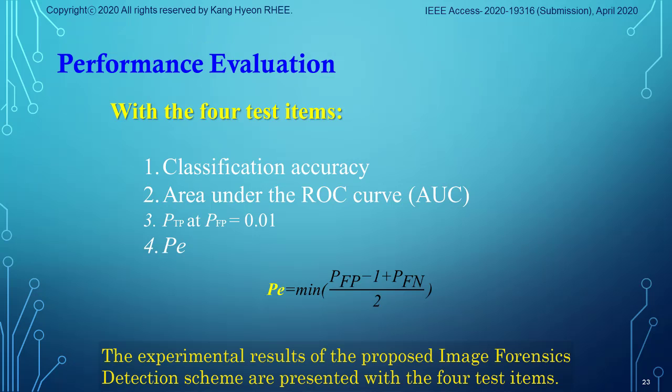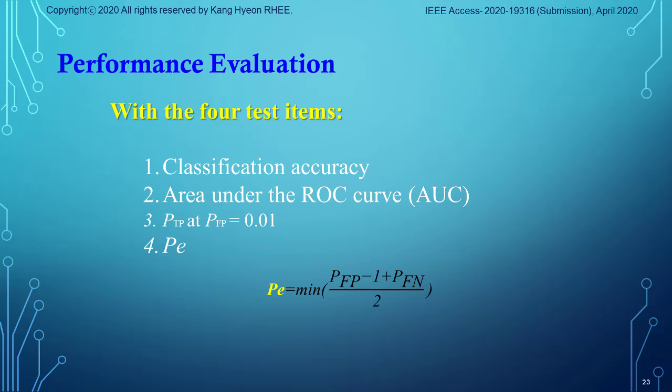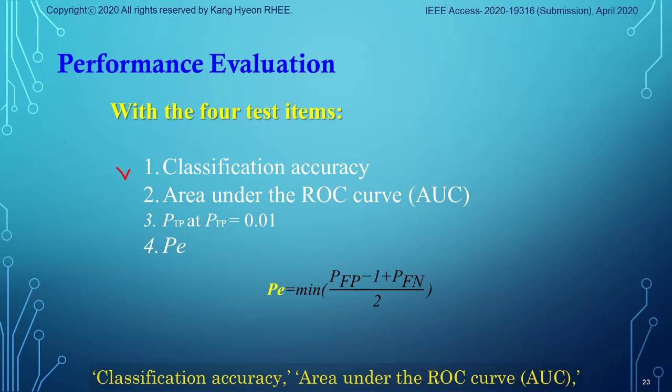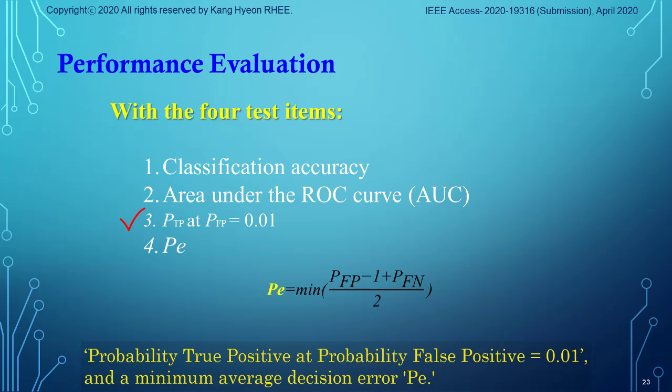The experimental results of the proposed image forensics detection scheme are presented with the 4 test items: classification accuracy, area under the ROC curve AUC, probability true positive at probability false positive equals 0.01, and a minimum average decision error PE.